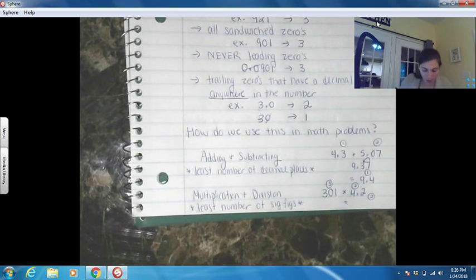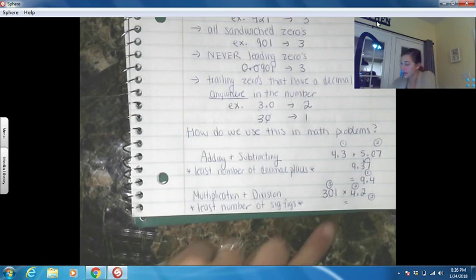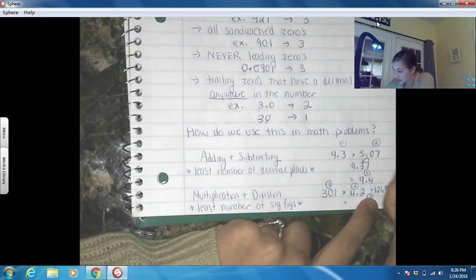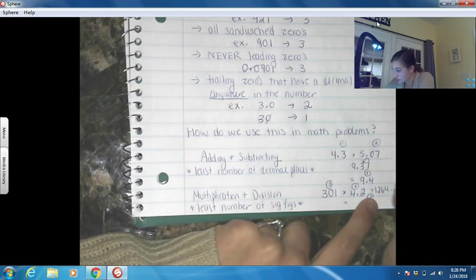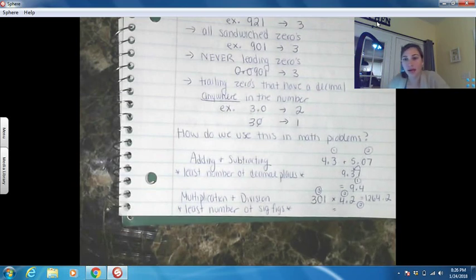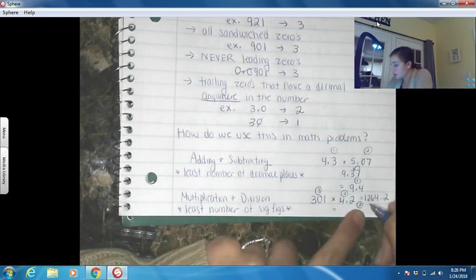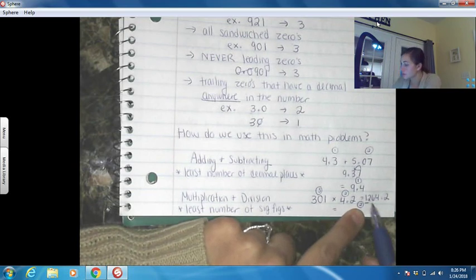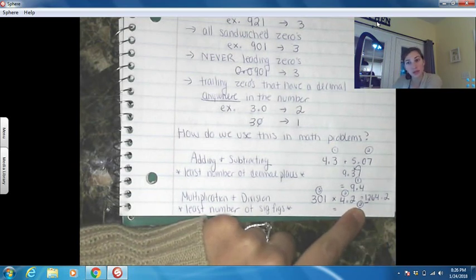So what I'm going to do in my calculator, I'm going to do 301 times 4.2, and that comes out to 1264.2. All right. So what we have to do is say, well, I know that I can only have 2 significant figures. So I look at my very first numbers, the 1 and the 2. Those are going to be my significant figures.